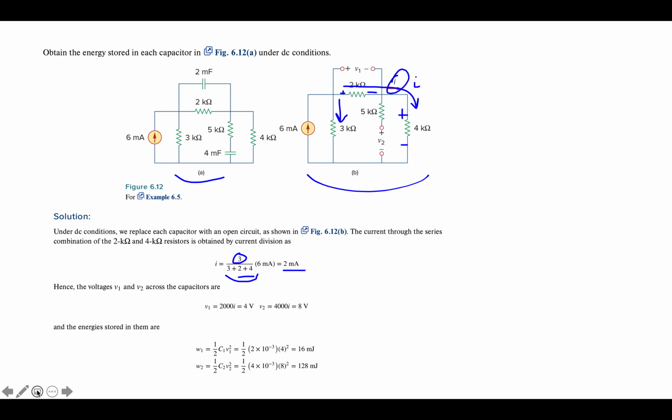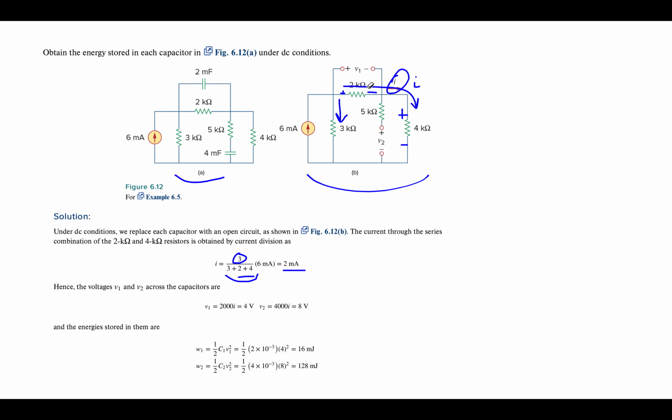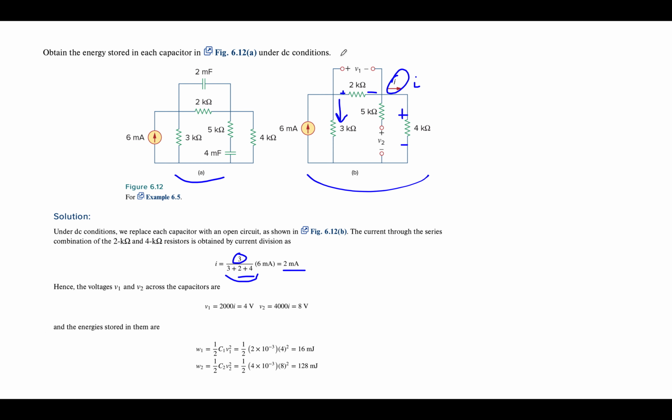Let me erase a couple of lines. Let me erase this one. So just remember that we've now calculated this current. If I calculate the voltage across the 2K resistor, then I have the voltage V1, which is the voltage across the capacitor. If I calculate the voltage across the 4K resistor, that's the voltage from here to here.